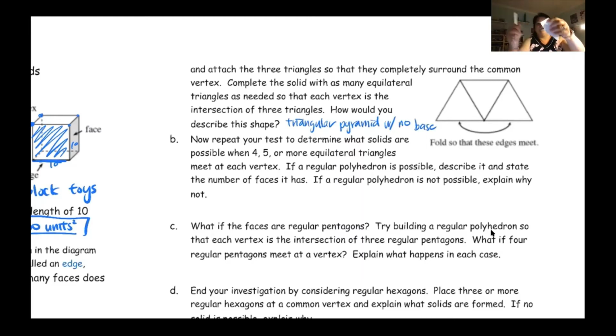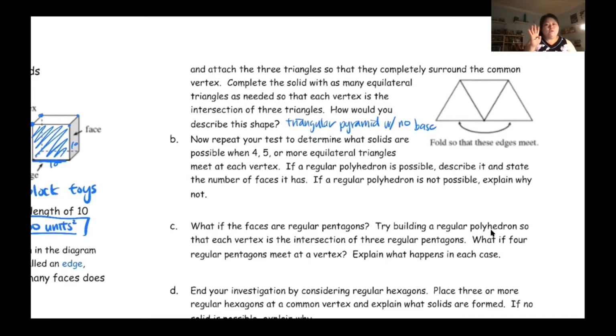So you just draw another triangle, and then you try to match the 2 edges together again. If you want to do this experiment with 4 triangles, you draw another one here, and then right here, and then you can take that and fold it with this one. If you want 5 triangles, you just draw another triangle and then try to fold it together. It's actually possible. It's really cool. If a regular polyhedron is possible, describe it and state the number of faces it has. If a regular polyhedron is not possible, explain why not.